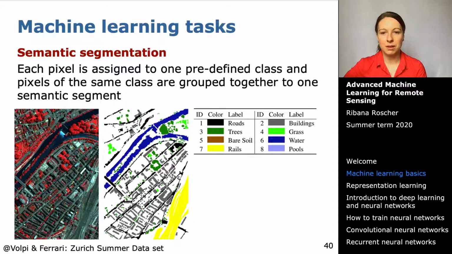So here, for example, you can see one image from the Zurich summer dataset, and so the yellow area indicates that this area is a rail track, and all the pixels which belong to the same class and are neighbored are grouped in one semantic segment. In this case, this segment is assigned to the class rail.